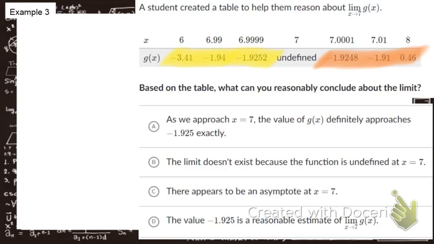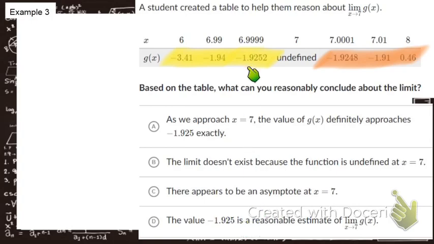So far, so good? Now, are the left-hand limits and right-hand limits going toward the same number? Yes. And approximately what number is that? Yeah, negative 1.9252 and negative 1.9248 are pretty much straddling around negative 1.925, right? Cool. So this first one says, as we approach x equals 7, the value of g of x definitely approaches this. Isn't that pretty similar to this one? Yeah. The value negative 1.925 is a reasonable estimate?